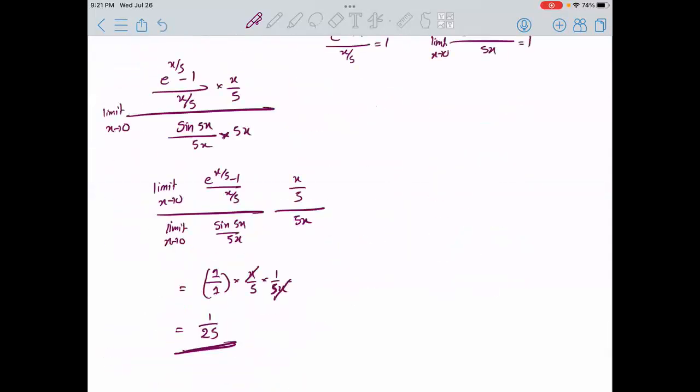Then we will go to the next problem. Before going to the next problem, we will learn some more standard formulas.